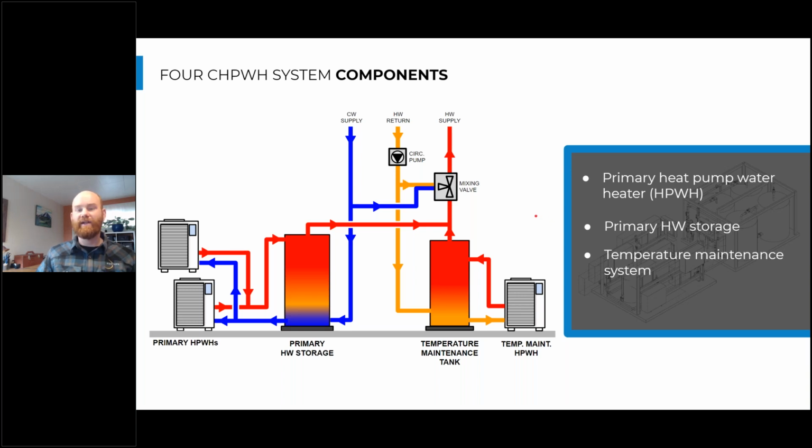But our temperature maintenance system is what's keeping the water in the distribution piping hot. And in these multifamily buildings, we have a lot of distribution piping. And so that system can definitely influence the overall system efficiency of our commercial heat pump water heating system.